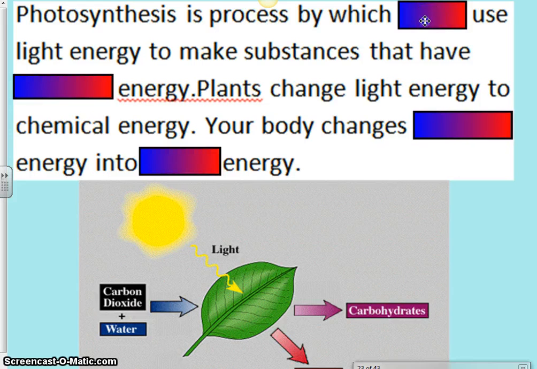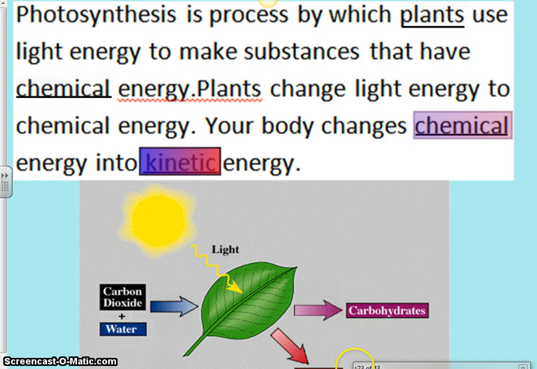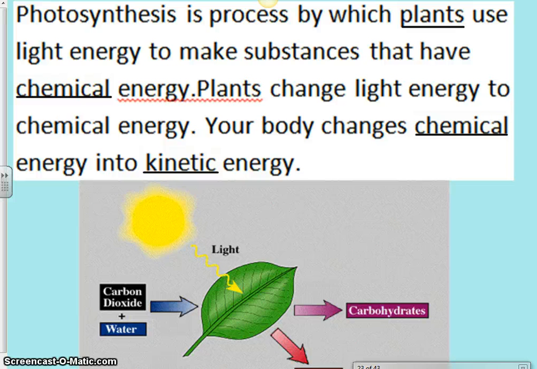Photosynthesis is the process by which plants use light energy to make substances that have chemical energy. We talked about this briefly in the first section. Plants change light energy to chemical energy. Your body changes that chemical energy into kinetic energy. The picture below shows how light energy, carbon dioxide, and water are put into the plant, and the plant is able to put out carbohydrates and oxygen. Carbohydrates is another way of saying sugars, which we use for energy.